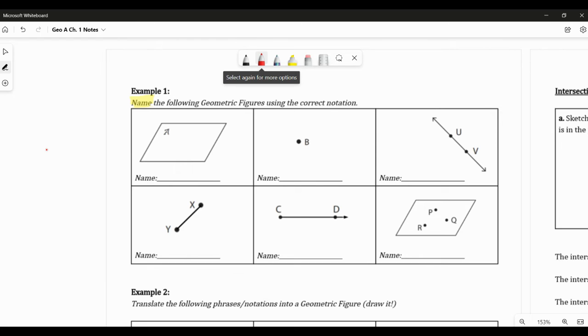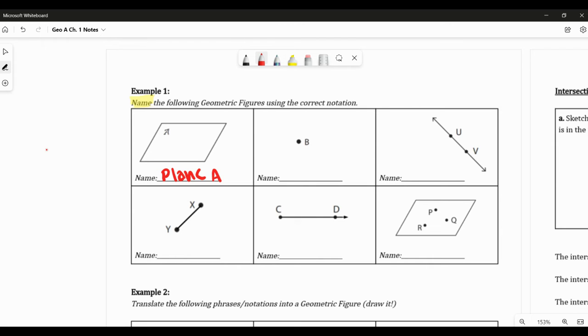So the first thing I notice about my first shape right here is that it's got a parallelogram. Now, this is the symbol that we use to represent a plane. So I know that this can be named plane. And this A in the top left corner tells me that I can call that plane A. Okay, so one way that I can name a plane is to just use a capital letter. And so I could name this plane A.